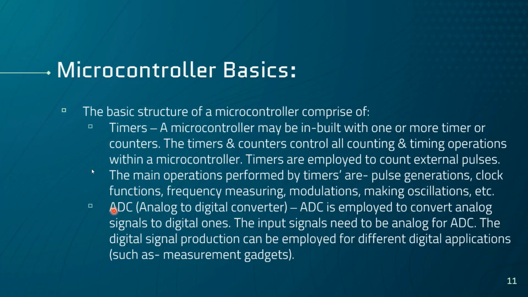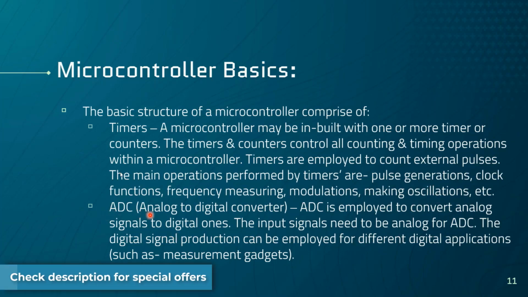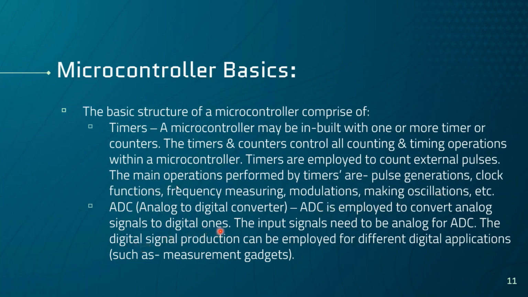Another component in the microcontroller is the ADC, which is the analog digital converter. ADC is employed to convert analog signals to digital ones. The input signals need to be analog for ADC. The digital signal produced can be employed for different digital applications such as measurement gadgets. We need the ADC because the external world of the microcontroller is being driven by analog signals.